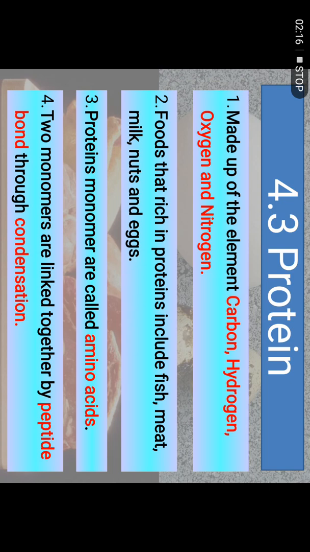Now number 4, there are two monomers. When the two monomers are linked together, the bond formed is the peptide bond. For carbohydrates, when two glucose or two monosaccharides bond together, they also have a bond, we call it glycosidic bond. Here it is the peptide bond. The process is the same, condensation.